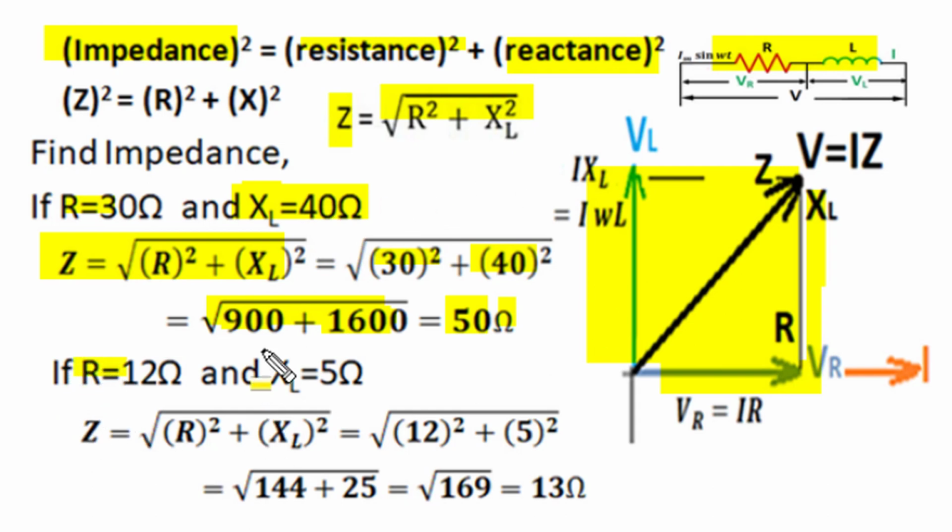Similarly, if R is 12 ohm and XL is 5 ohm, then the Pythagoras calculation gives Z as the square root of R square, 12 square, plus XL square, 5 square. 12 square is 144, 5 square is 25. It is 169, and its square root gives us 13 ohm. So it is a 5, 12, 13 combination. Earlier was the 3, 4, 5 combination, which gave an impedance of 50 ohm for 30 and 40. Similarly, if both R and XL are equal, 1 and 1, then the impedance will become root 2 times, and if R and XL are in the ratio 1 and root 3, then the impedance will become 2 units.